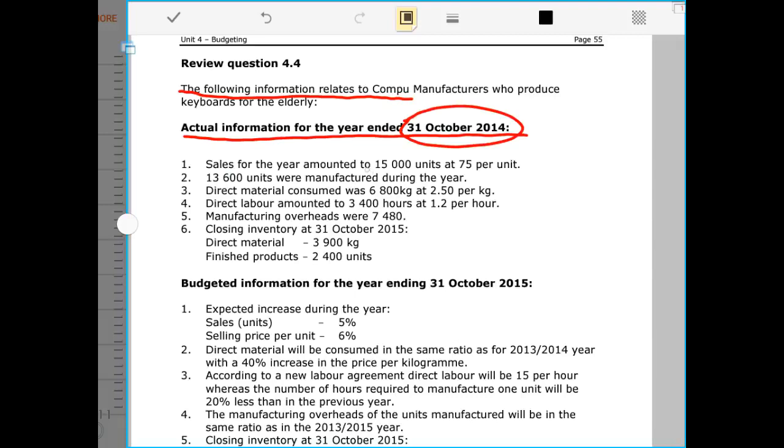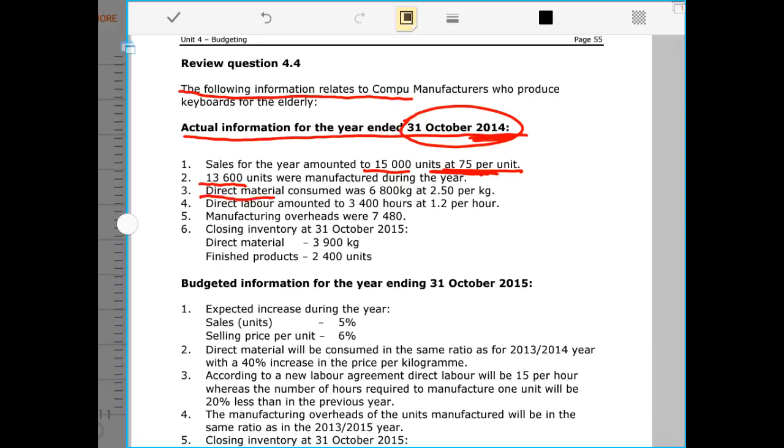We are given their sales, which is 15,000 units at 75 rand per unit. It means in the year 2014, the product that they are selling was being sold at 75 rand per unit. And under number 2, 13,600 units were manufactured in the year 2014 during that year.